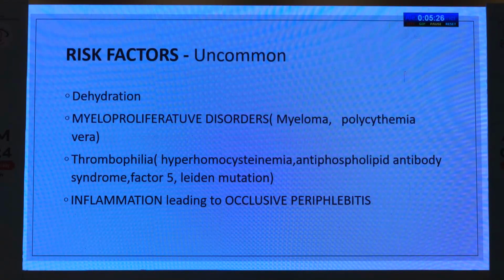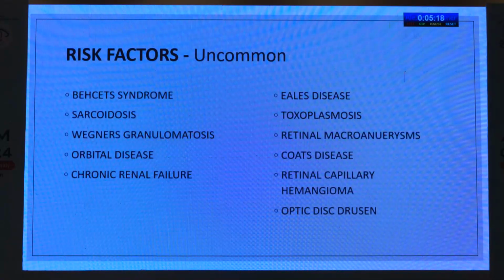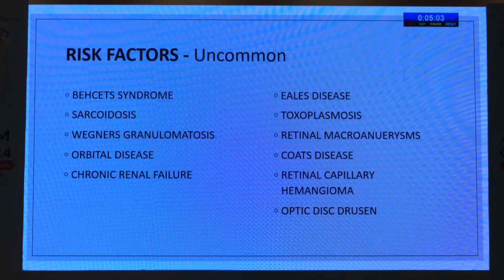thrombophilias, wherever there is increased hyperviscosity of the blood, hyperhomocysteinemia, inflammation which can cause occlusive periphlebitis. Other risk factors are Behçet's, sarcoidosis, Wegener's granulomatosis, orbital diseases, chronic liver failure. Even in retinal diseases such as Eales disease, toxoplasmosis, Coats disease, it is also seen.